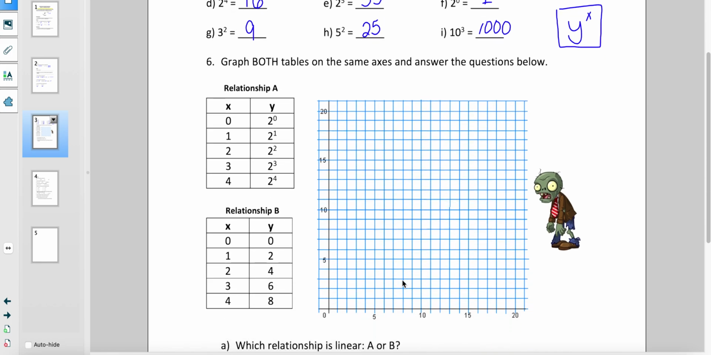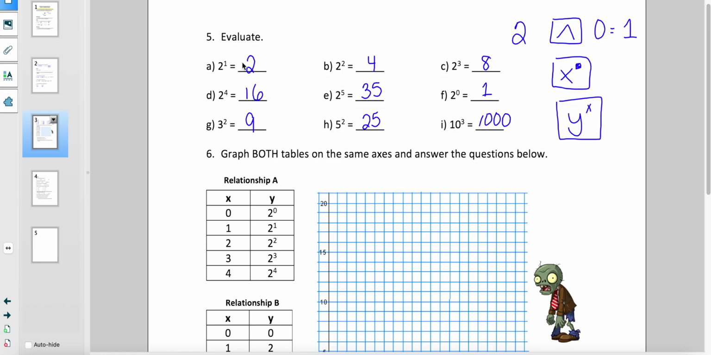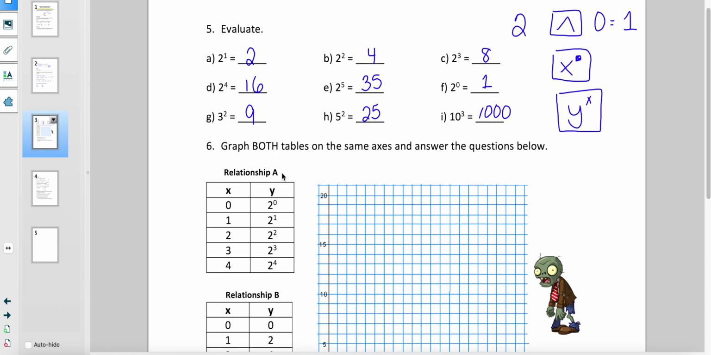All right, question 6 wants you to graph both tables on the same axes and then answer the questions below. So we have relationship A and relationship B. For relationship A, they haven't evaluated these answers for you yet, but I'm just going to write them beside: 2 to the exponent 0 is 1. 2 to the power of 1 is 2. 2 to the power of 2 is 4, which are answers we already figured out up here. 2 to the power of 3 is 8, and 2 to the power of 4 is 16.